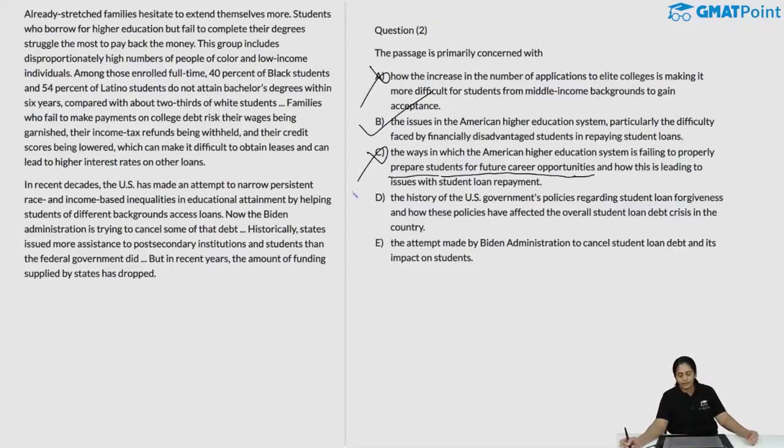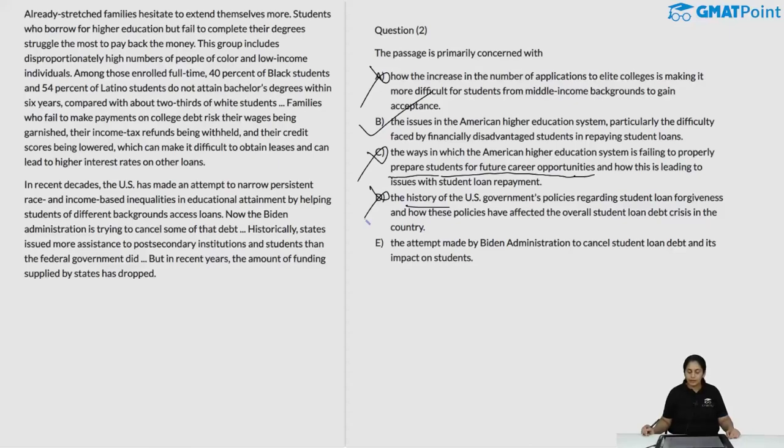Option D: The history of the US government's policies regarding student loan forgiveness and how these policies have affected the overall student loan debt crisis in the country. The history is not given. One example is given of Biden forgiving, but the history of loan forgiveness is definitely not mentioned. So again, this is not the point that is being discussed at all.